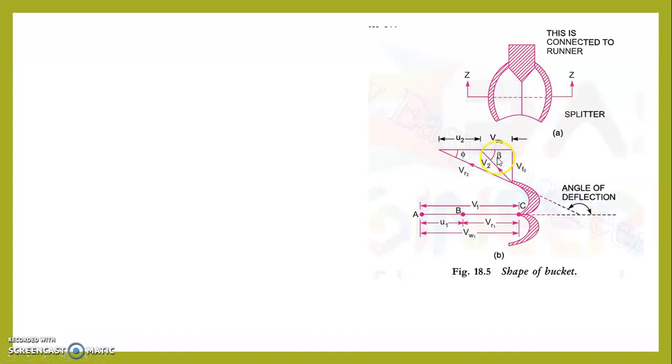And VW2 is again the horizontal component of V2. VF2 is the vertical component of V2. And the difference between V1 and VR1 is called U1. Similarly, in the outlet triangle, the difference between V2 and VR2 is called U2. So we have to study how to mark the terms in a velocity triangle.